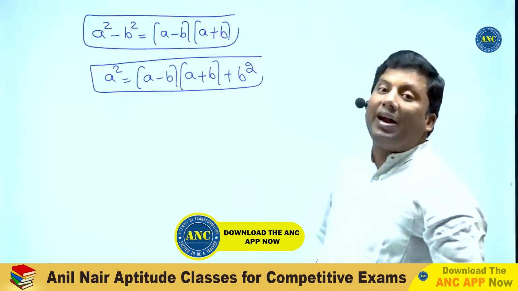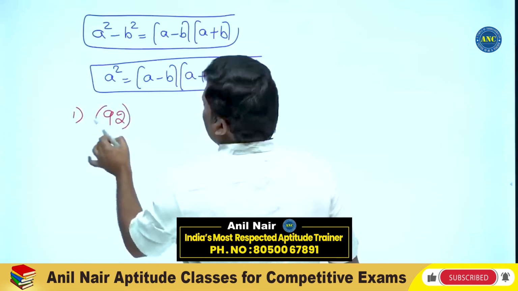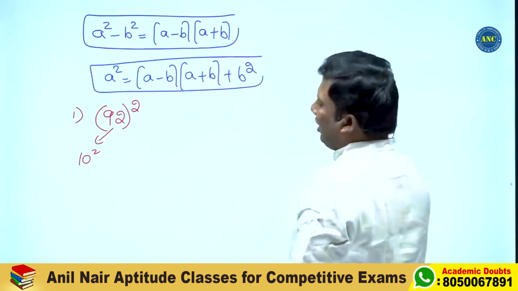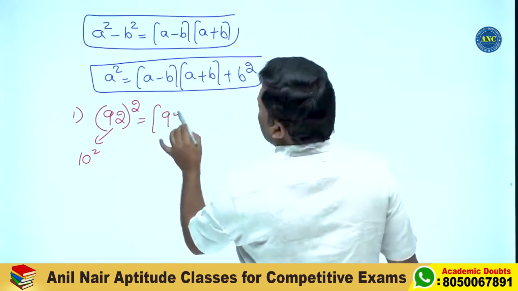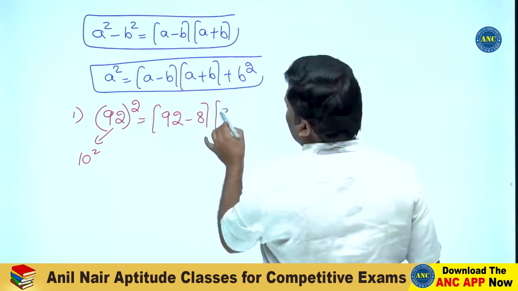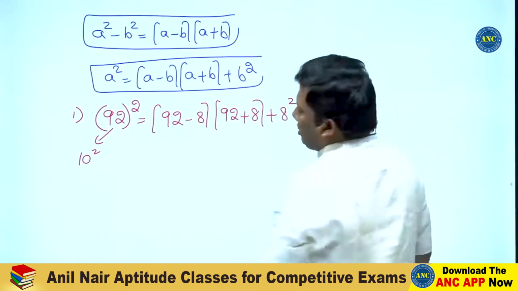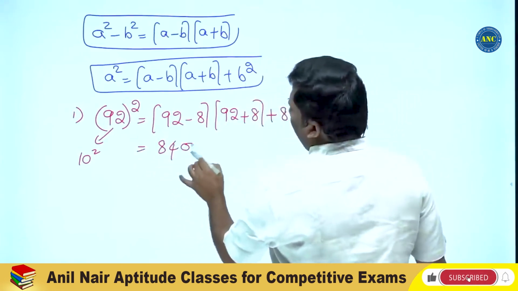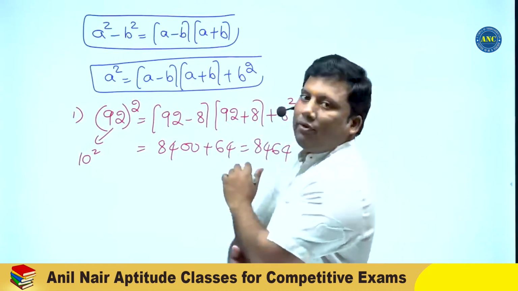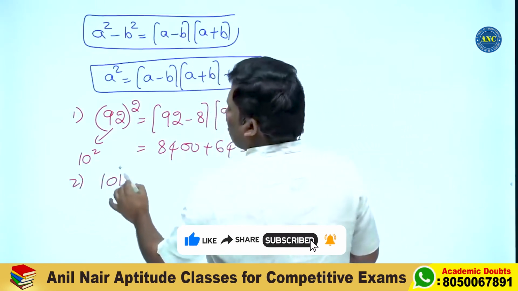There is one more number, 101 square, so that we will discuss a little later. First we will understand the concept. 92 square. 92 is nearer to 100. A is 92. B is the difference between number and assumed base. 92, 100. What is the difference? 8. 92 minus 8 into 92 plus 8 plus 8 square. So answer will be 84 into 100 plus 64. Answer will be 8464.